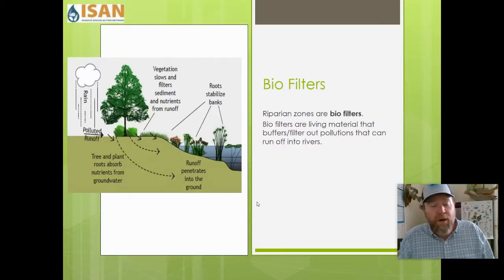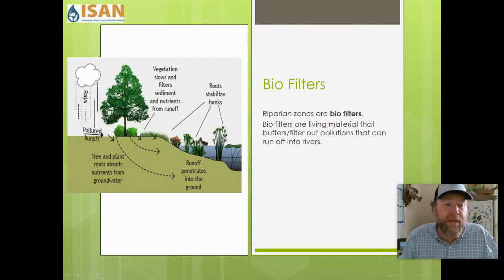So we talked about water health and how riparian zones help to keep the water healthy. Riparian zones are known as what's known as a biofilter. Biofilters kind of work like this. They filter out living material like plants that filter out harmful materials like pollution or nutrients from agriculture runoff and things like that. So using my cursor, I'll come up here.